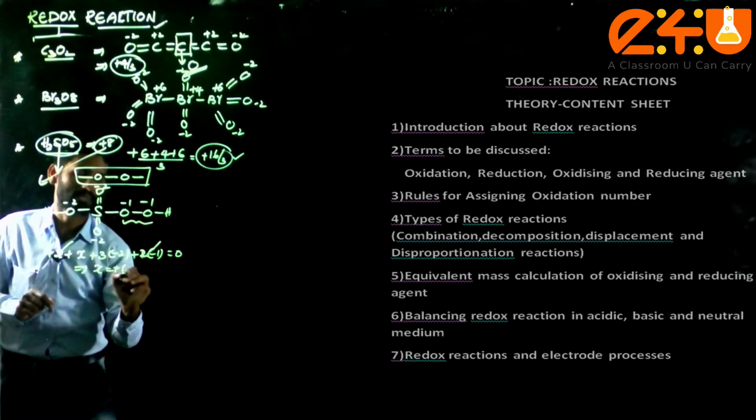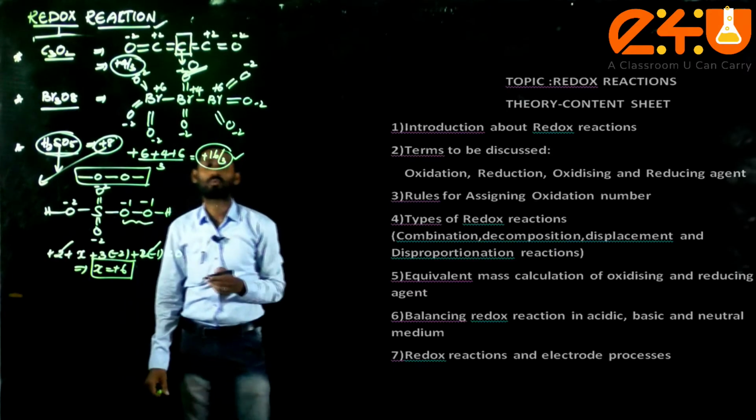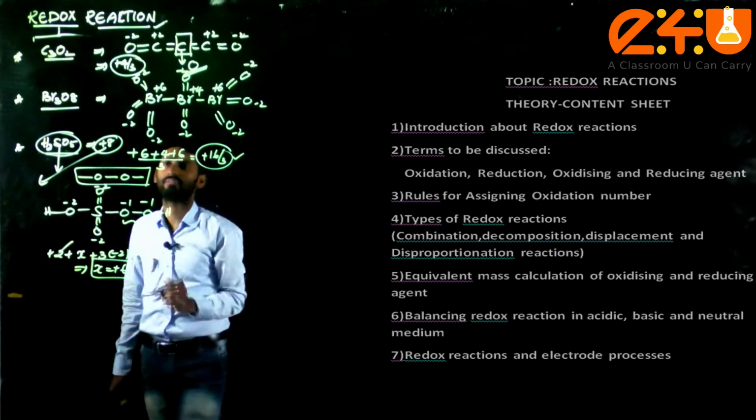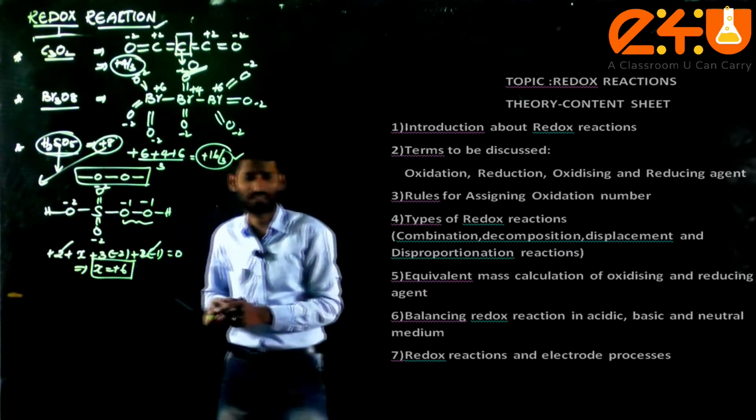X is equal to +6 oxidation state will be exhibited in peroxymonosulfuric acid. This is very important. My dear students, please note it down. The remaining examples we can also discuss.